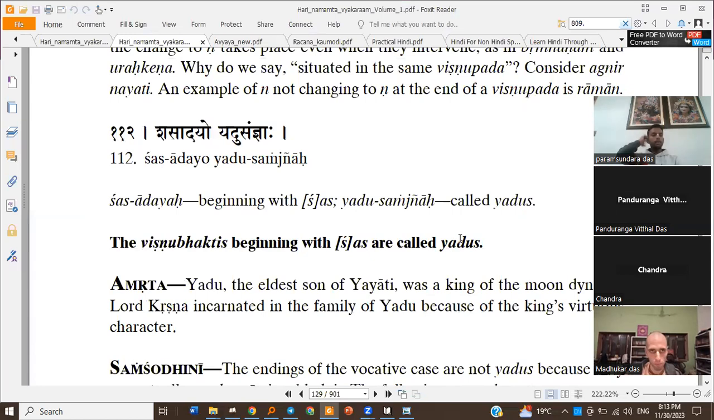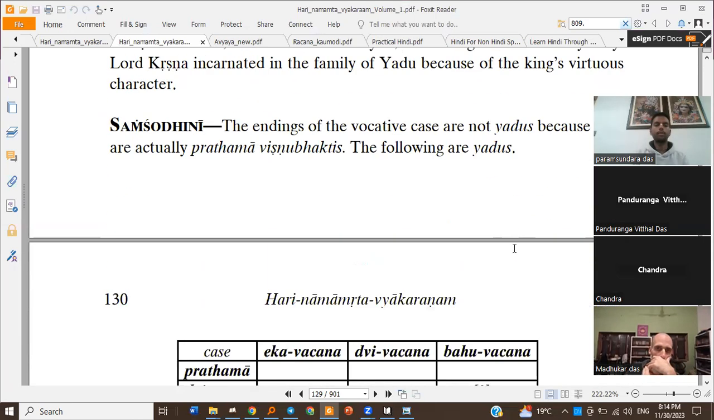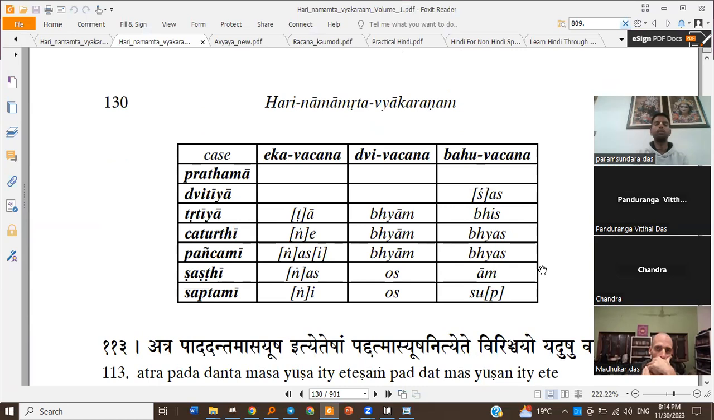Okay, the next sutra says Shasadayo Yadu Sangya. The Vishnu Bhaktis beginning with Shas are called Yadus. This is also one more Sangya Sutra. A new Sangya is introduced. So from Shas onwards, so from 2.3 onwards, all the Pratyayas are called Yadus. So basically remaining the first five apart from them.